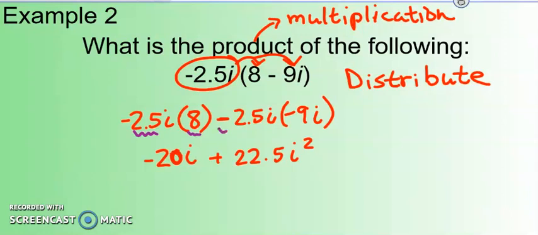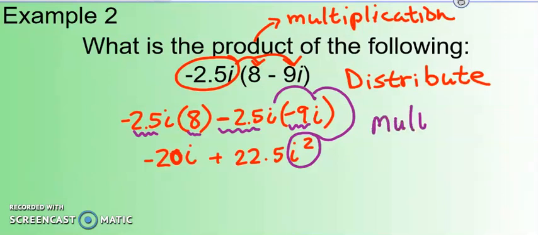Same thing here, we multiplied that negative 2.5 times negative 9, and that gave us the 22.5. But then if we multiply i times i, that gives us the i squared. So i times i is i squared, just like x times x is x squared. All right, so again, all we did was just multiply.